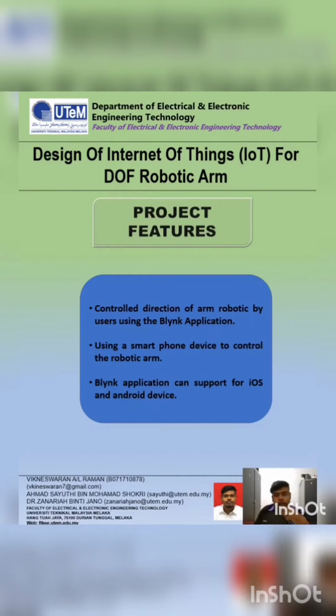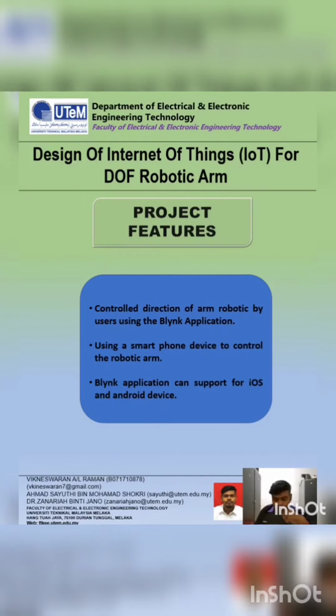Okay, the project features are, first, control the direction of the robotic arm by using a Blynk application, which means we are using a Blynk application to control the direction. Second, using a smartphone device to control the robot. For the Blynk app, it will be very useful for iOS and Android.